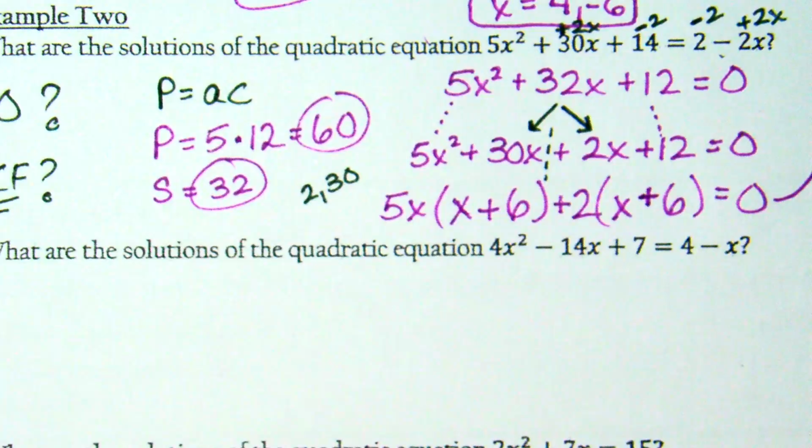Gotta scooch my paper over here because I'm out of room. How do I write this in factored form now?